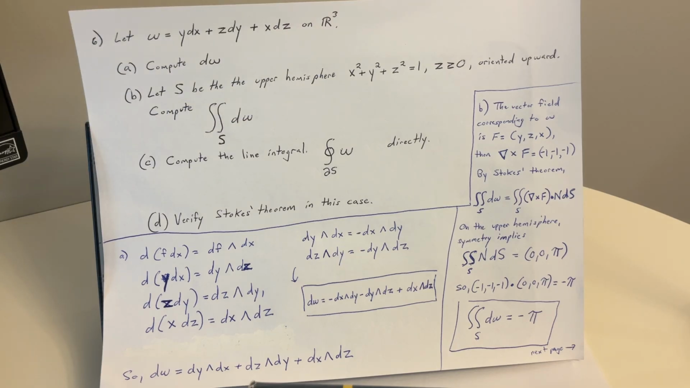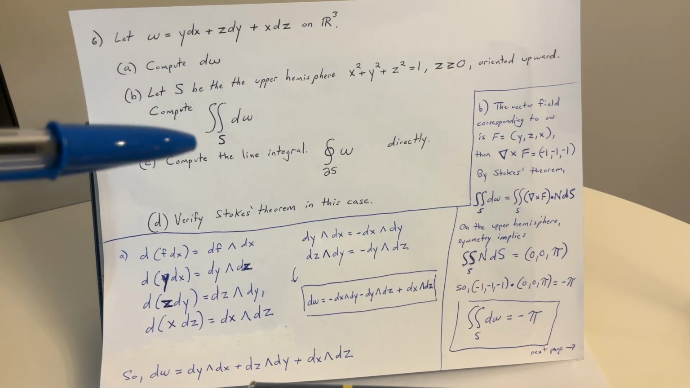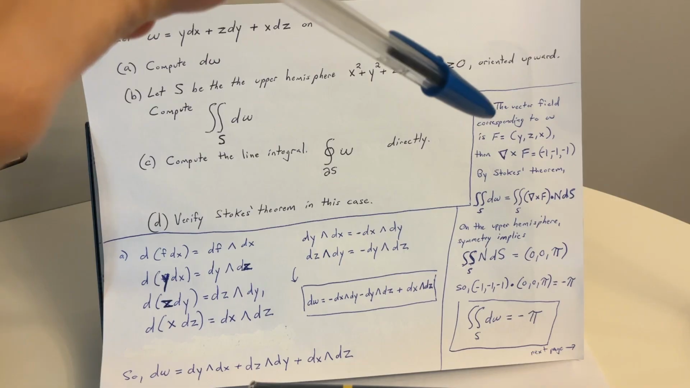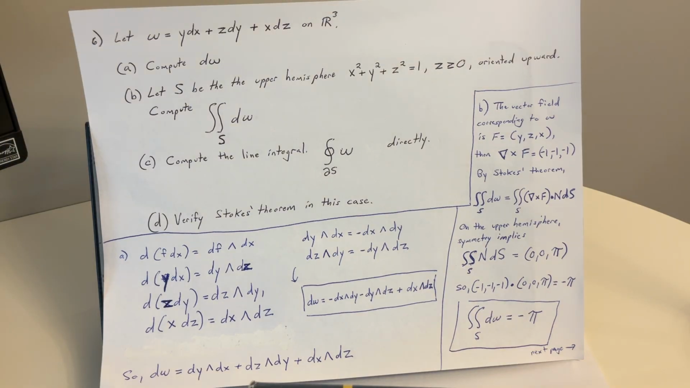Letter B, let S be the upper hemisphere, x squared plus y squared plus z squared equals 1, where z is greater than or equal to 0, oriented upward, and we want to compute this integral. So here's what we could do for B. The vector field corresponding to w is F equals y, z, x. Then the curl, del crossed with F, is negative 1, negative 1, negative 1.